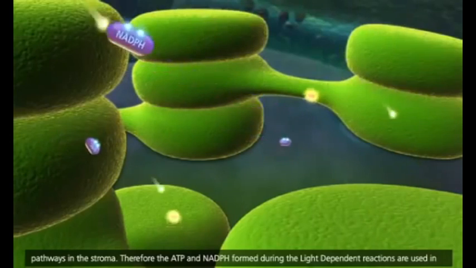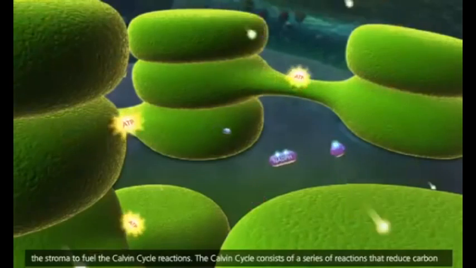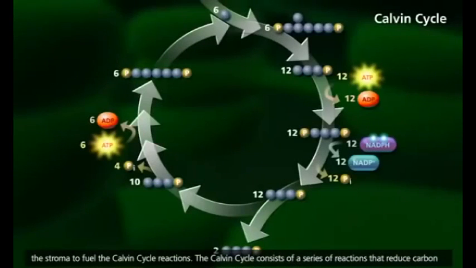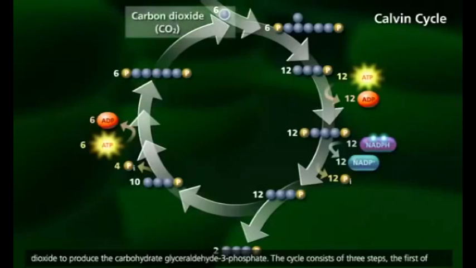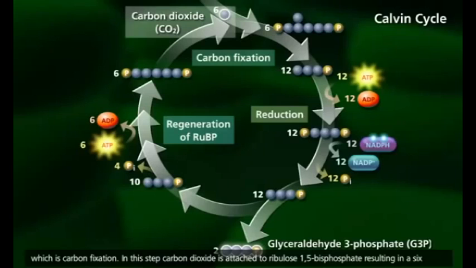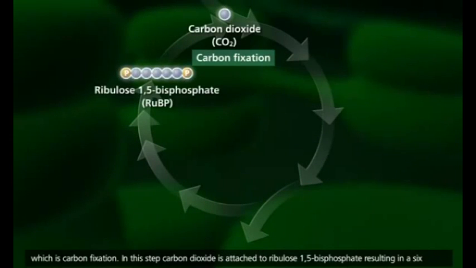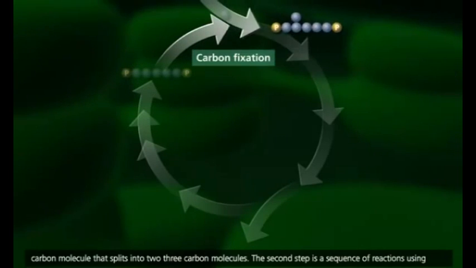Therefore, the ATP and NADPH formed during the light-dependent reactions are used in the stroma to fuel the Calvin cycle reactions. The Calvin cycle consists of a series of reactions that reduce carbon dioxide to produce the carbohydrate glyceraldehyde 3-phosphate. The cycle consists of 3 steps, the first of which is carbon fixation. In this step, carbon dioxide is attached to ribulose 1,5-bisphosphate, resulting in a 6-carbon molecule that splits into 2 3-carbon molecules.